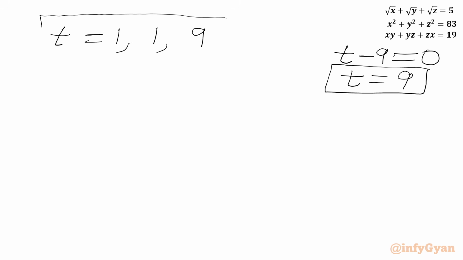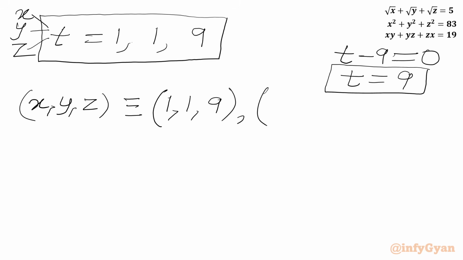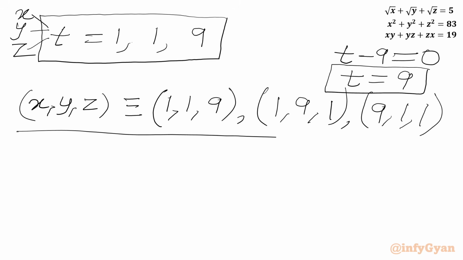So we have three roots of cubic equation and t was x, y and z. Now we have to write here x, y, z just by considering the combination of numbers. So I will write 1, 1, 9. Second set would be 1, 9, 1. And third set would be 9, 1, 1. So here we have answers.